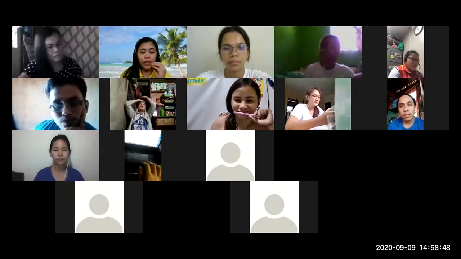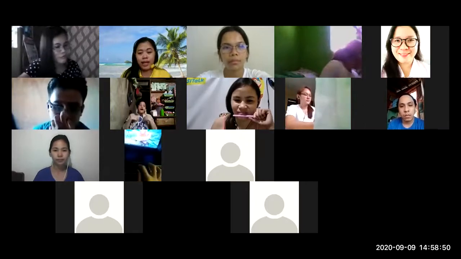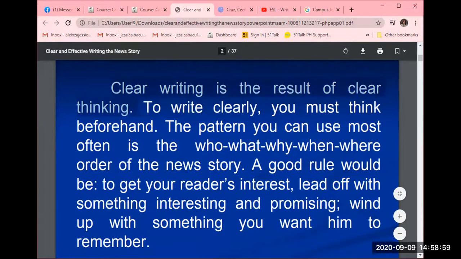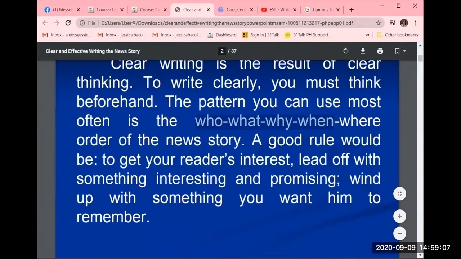It's very important that you think clearly before you write. Because clear writing is the result of clear thinking. No? So you have to think beforehand, what are the basic information that you have to require? Who, what, why, when, where, how, for example. And a good rule would be to get your reader's interest. Lead off with something interesting and promising. Wind up with something you want him to remember.